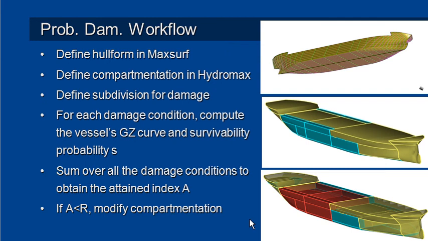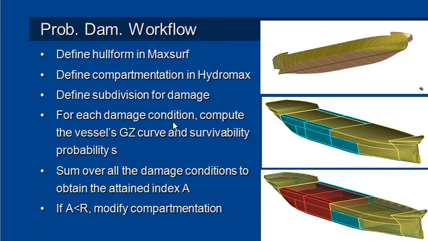The workflow that we use in MaxSurf for carrying out probabilistic damage stability is that we first define the hull form in MaxSurf as usual, and we define the compartmentation in Hydromax as usual, the location of our tanks and compartments. We then set up some subdivision within the vessel, and that subdivision defines a number of zones, and we damage each zone in turn.